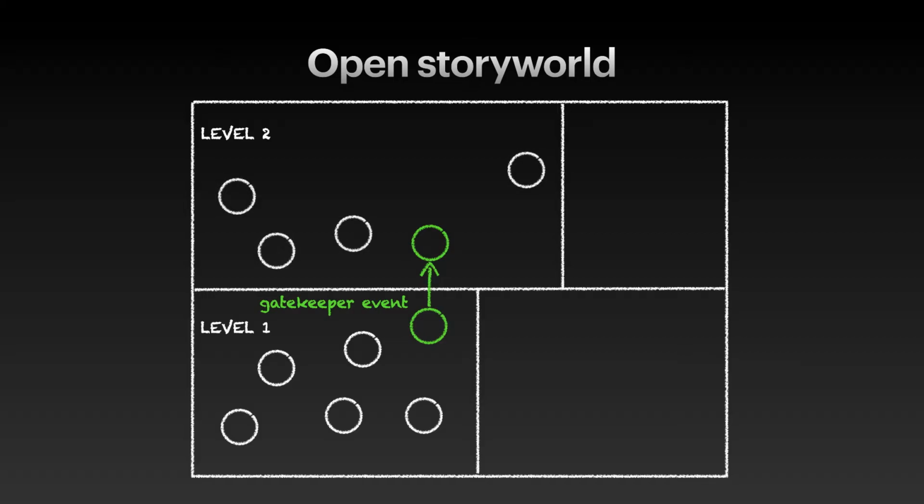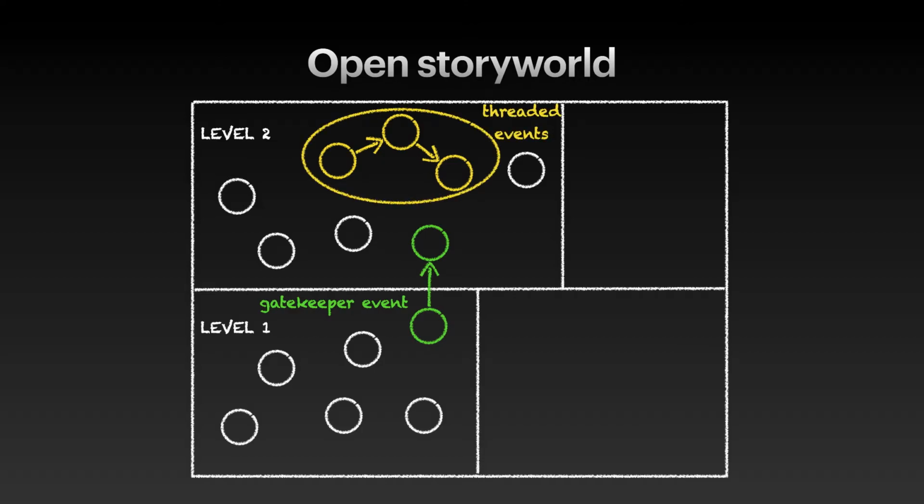The second level has a new set of events from which the interactor can choose. There can be an event that leads to another event. This sequence of events can be even longer. Such short linear sequences are called threaded events. They help to impose a structure wherever it's needed.